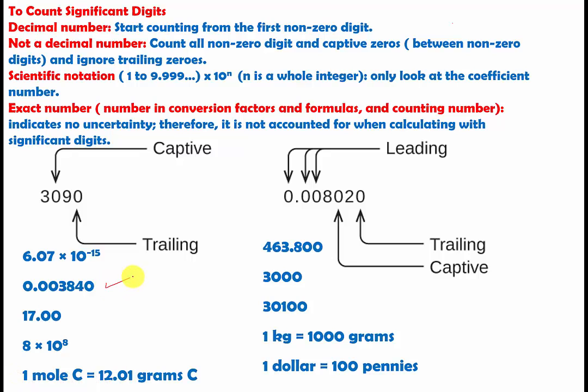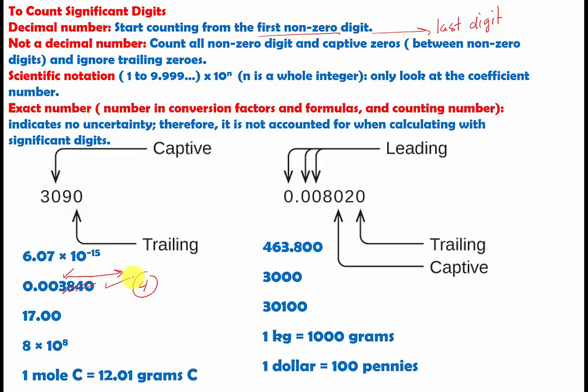Let's look at this one right here. To determine the number of significant digits for a decimal number, you start counting from the first non-zero all the way to the very last digit. So here we have 0.003840. Your first non-zero is right there, and you start counting from 3 all the way to the very end, which gives you 1, 2, 3, and 4. So therefore this one has 4 significant digits.